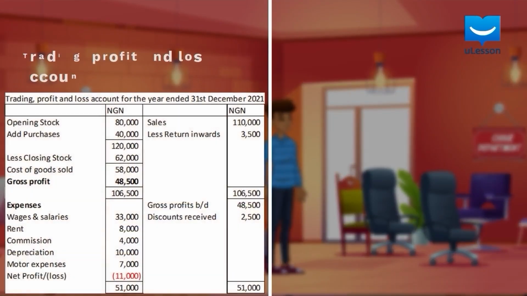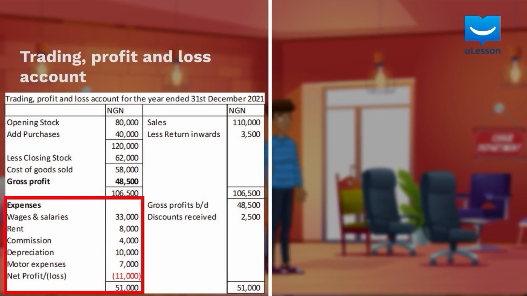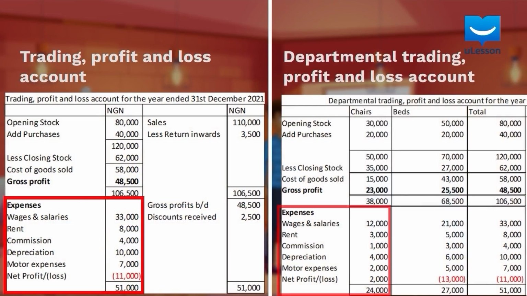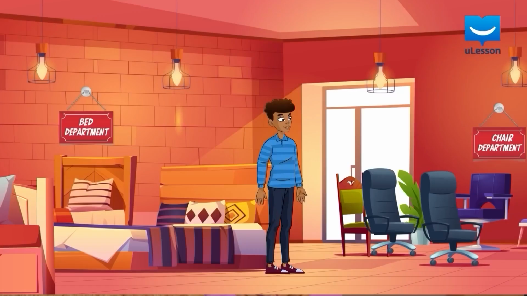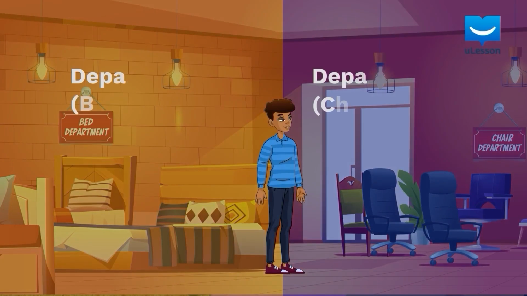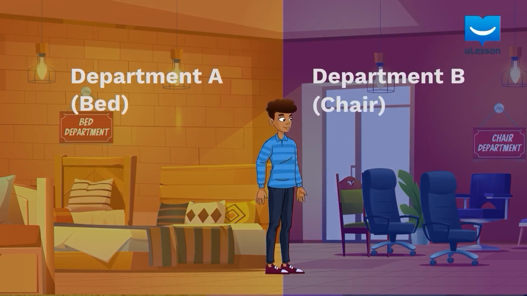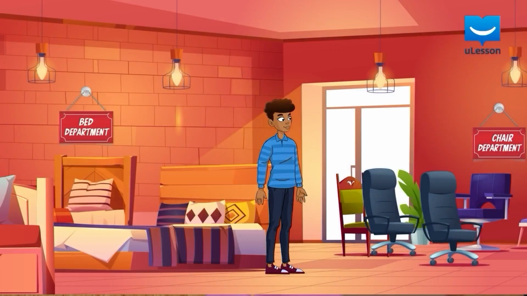Take a look at the expense section of the trading, profit and loss account prepared by Sheyi, and then the departmental accounts subsequently prepared. The fact that a business prepares a departmental account does not mean that the departments are being independently run. Some costs are likely to be jointly incurred costs.